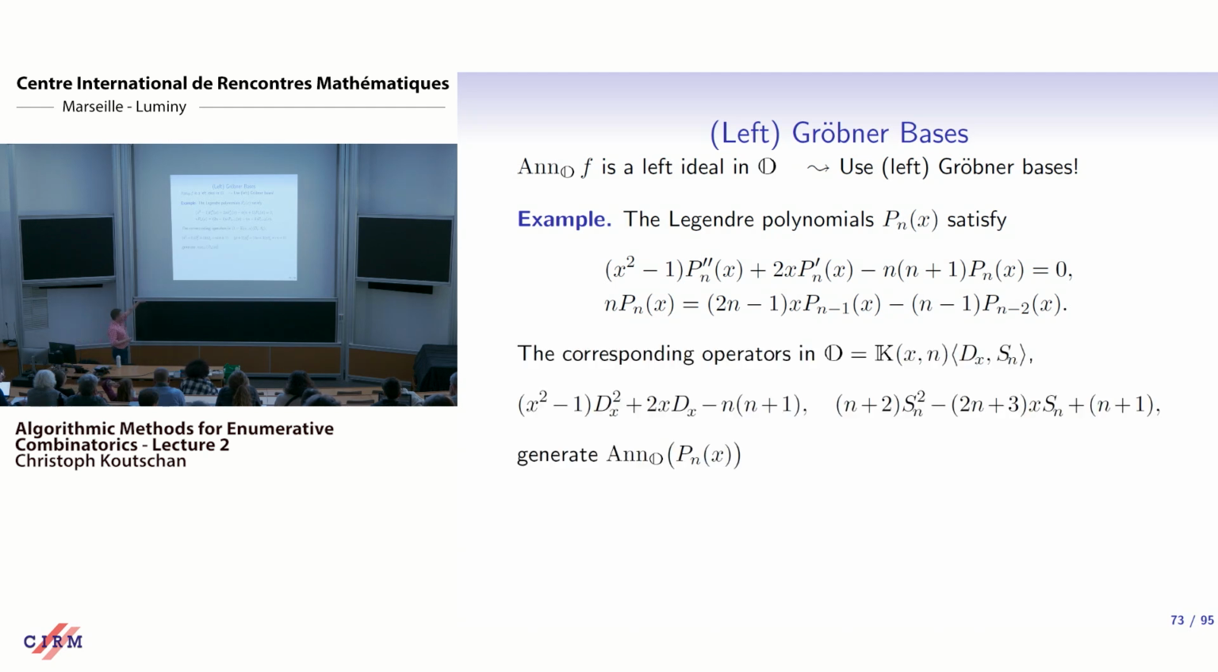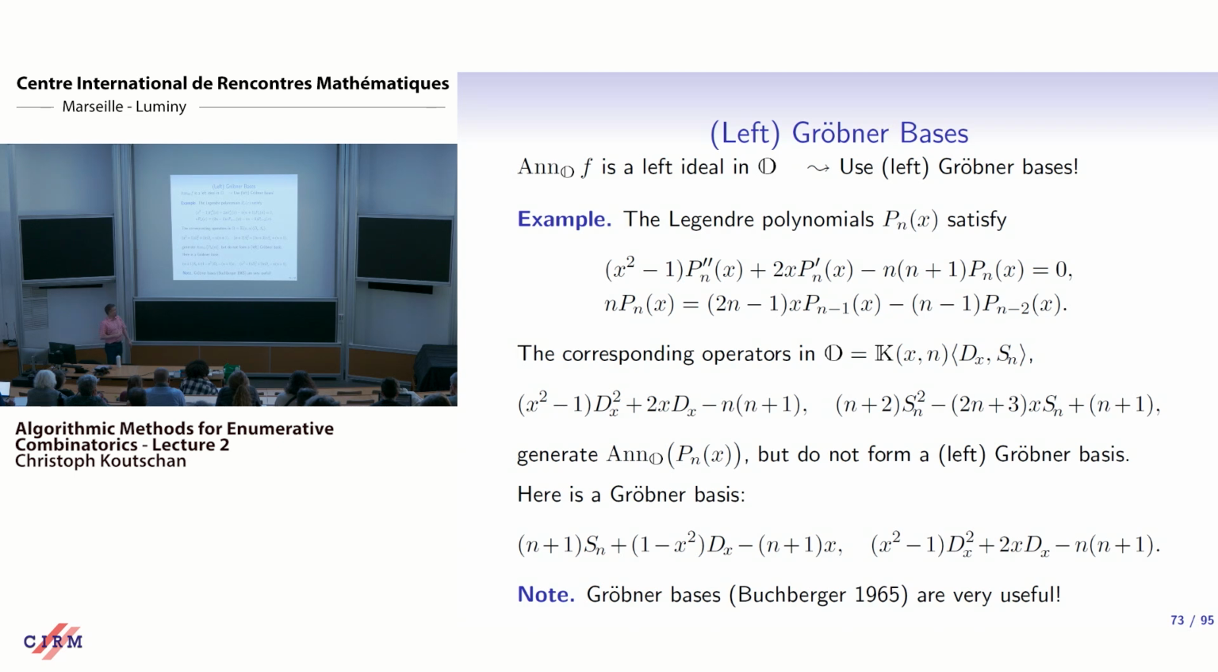So we have seen how we translate this into operators. And actually these two operators generate the whole annihilator of this function. However, they do not form a Gröbner basis. If we compute a Gröbner basis, we get something else. Well, the second one is still the same, the differential equation, but the first now turns into a mixed equation.